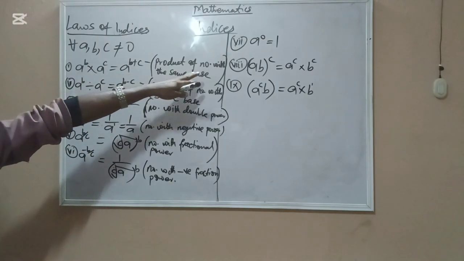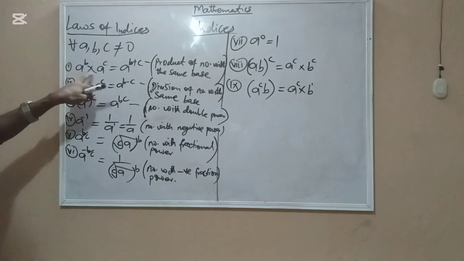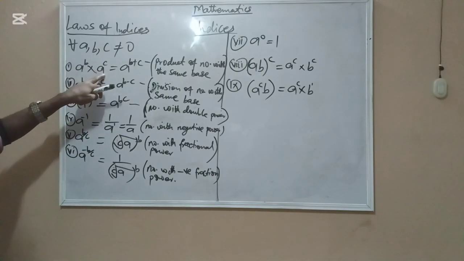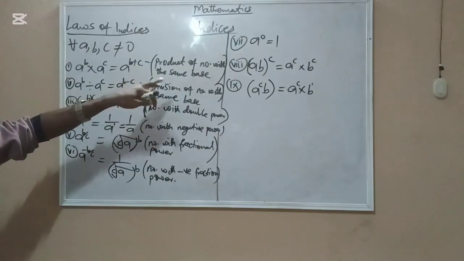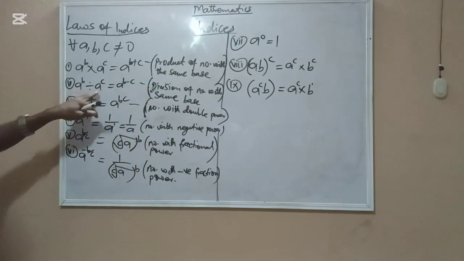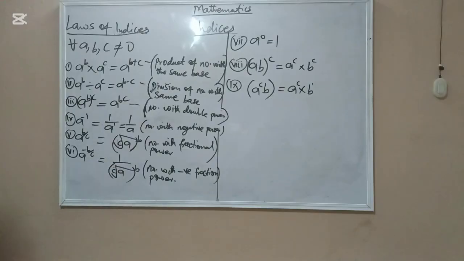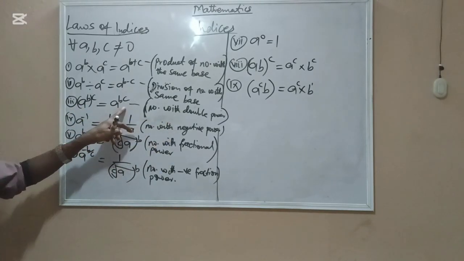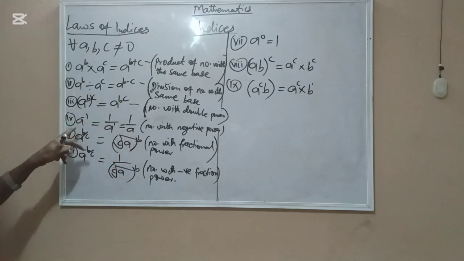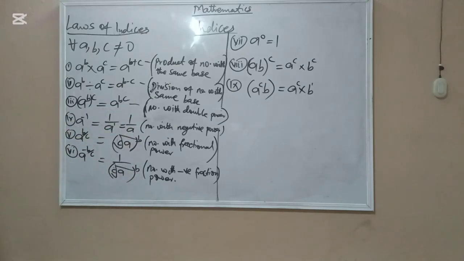Product of numbers with the same base: when the bases of two numbers are the same, you just add their powers to get the answer. Then for division, when the bases are the same, you just subtract the powers. The one that has double power is just multiplying the powers. The one with negative 1 is just the inverse of that number.